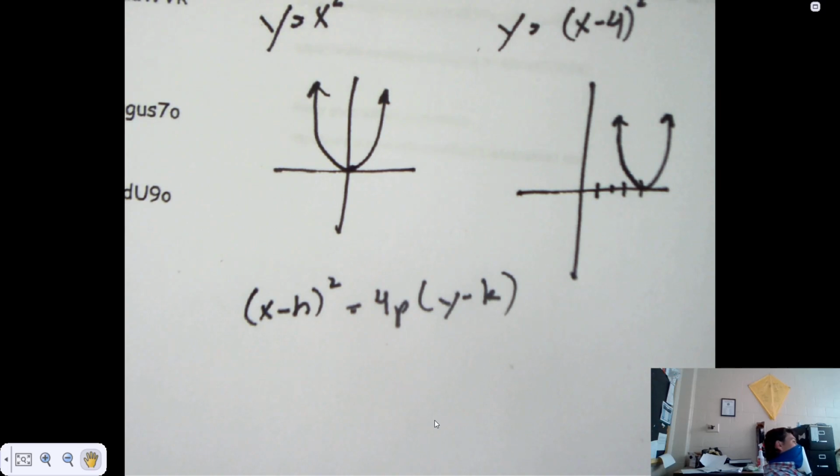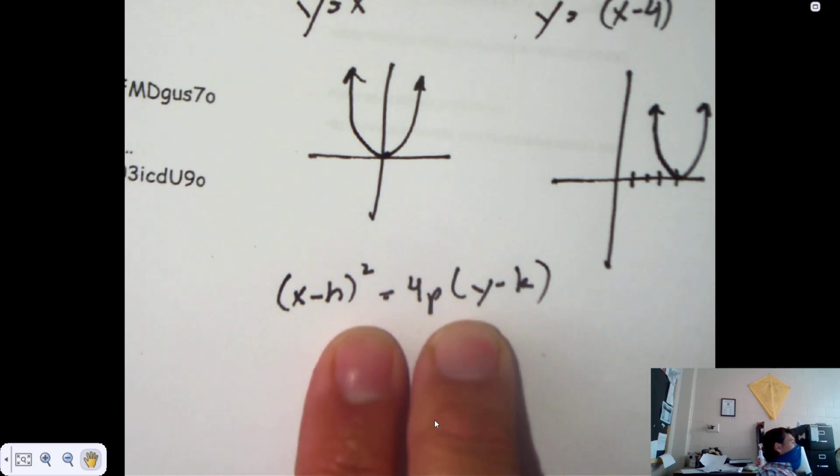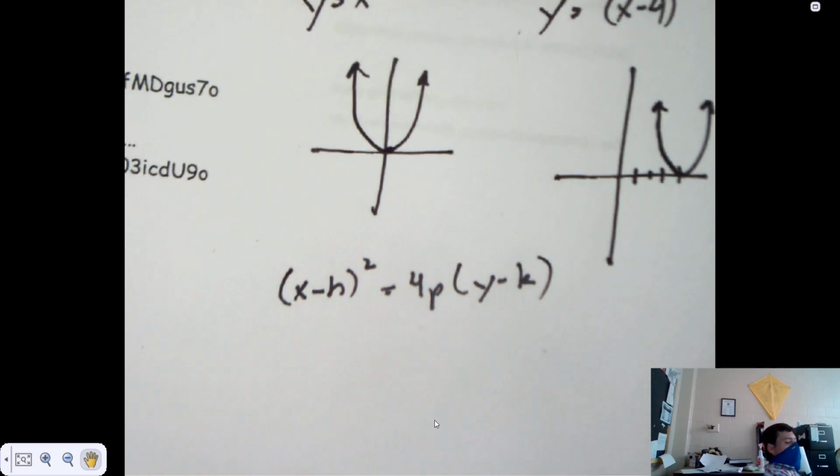Only thing that's changed is what's squared, right? Literally, all that happened was x and y swapped spots. So did h and k, because they're related to x and y. But everything else is the same.